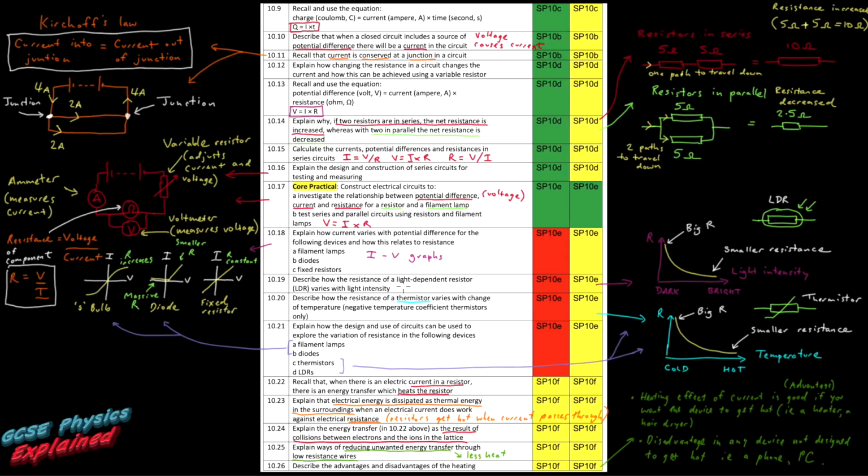Describe how the resistance of a light-dependent resistor varies with light intensity. So you'll often see a graph of resistance up the side and the light intensity across the bottom. So in other words, if it's dark and if it's bright. Well, when it's dark, you've got a big resistance on the LDR, and as the light gets brighter and brighter, the resistance decreases. So you get a smaller resistance. Make sure you know that it's not linear, it's a curve.